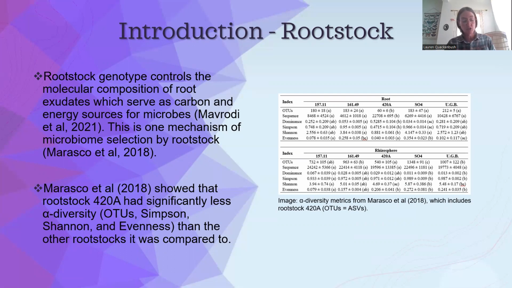The table here shows alpha diversity measurements in the root and rhizosphere for 5 different rootstocks. As we can see, rootstock 420A in the middle has significantly lower richness, which is measured in operational taxonomic units or OTUs, and slightly lower Shannon diversity values in both the root and rhizosphere.